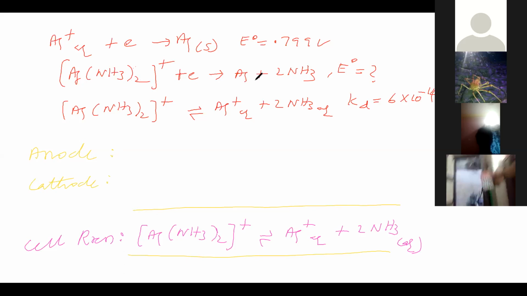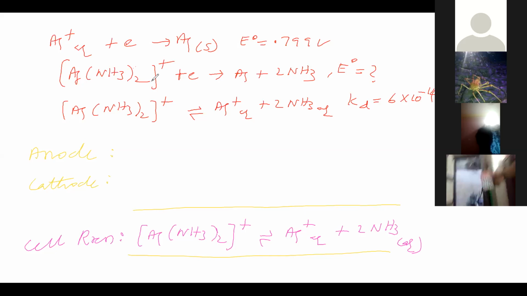Here one electrode is a silver electrode, and the electrolyte is the complex. Here the other electrode is a silver electrode, and for that the electrolyte is a silver nitrate solution. So two electrodes are given, one here and another here. Now we have to take one as the anode and another as the cathode. We will come to an idea which is anode or cathode based on the cell reaction.